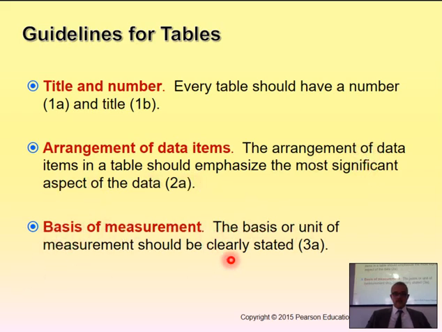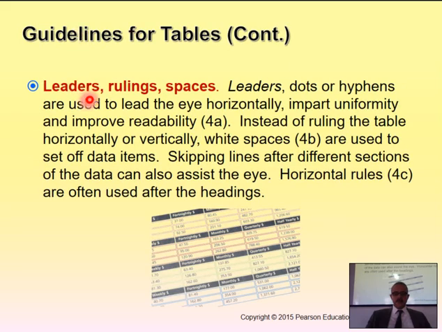Basis of units, measurement should be clearly stated. Leaders, ruling, and spacing. Like you see here, the space, the look of the table is very important. Leader dots or hyphens. Remember, sometimes when you see the table of contents, it says introduction and then dots, 5, page 5, right? Those are like leading dots. So it can help the eye easily spot.